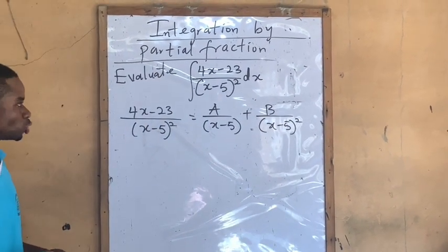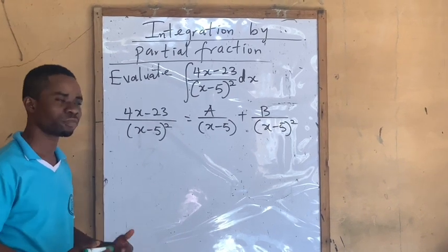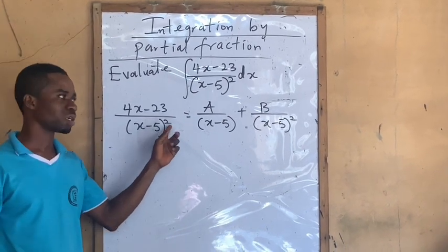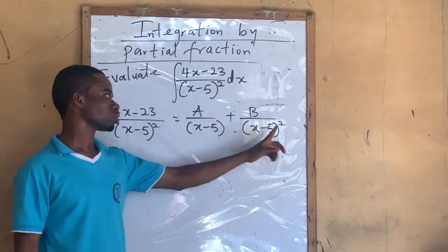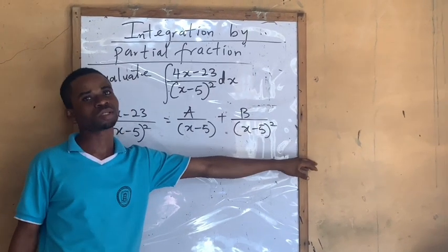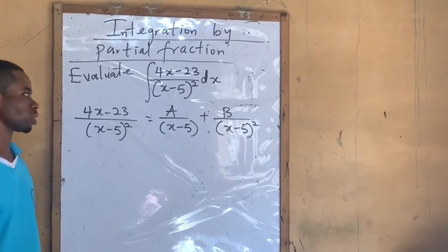That's how it should be because it is repeated fractions. Now if it is 3 here, that will be 1, 2, and it belongs to 3. That's all the partial fractions.